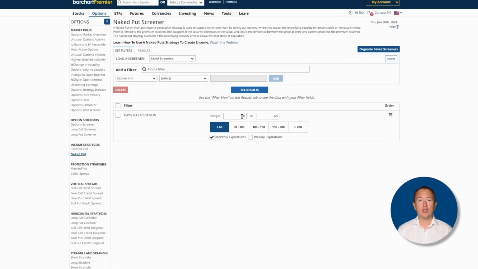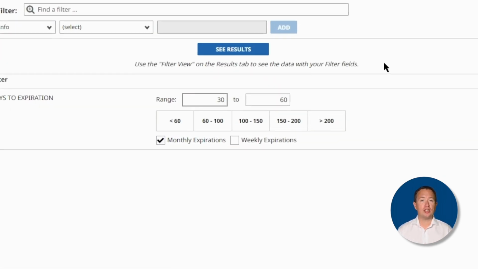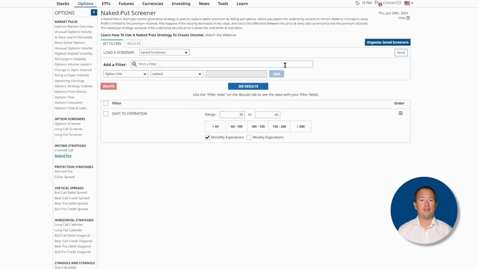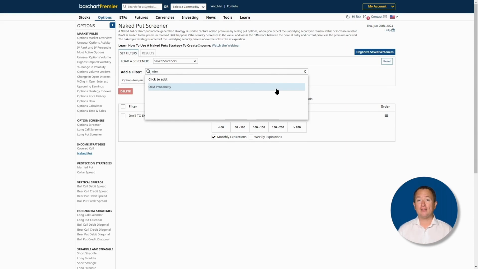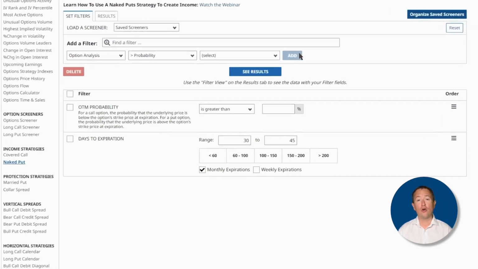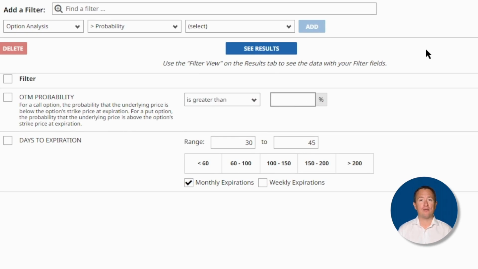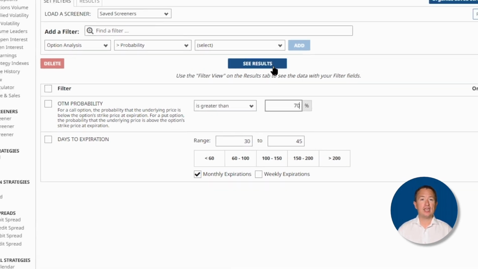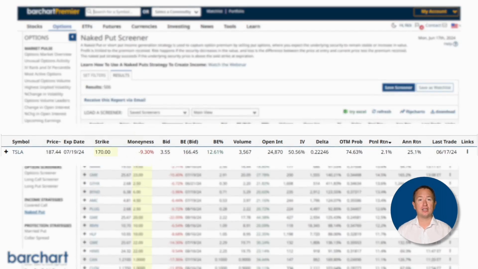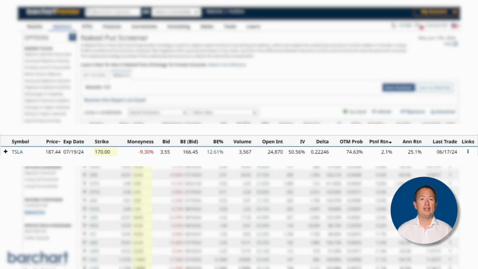For example, you might want to screen for potential naked puts expiring between 30 and 45 days from now and have a 70% chance or more of expiring out of the money. And in this case, we have a candidate, Tesla. And with that, here are our trade details. And here's how you'll enter the trade.